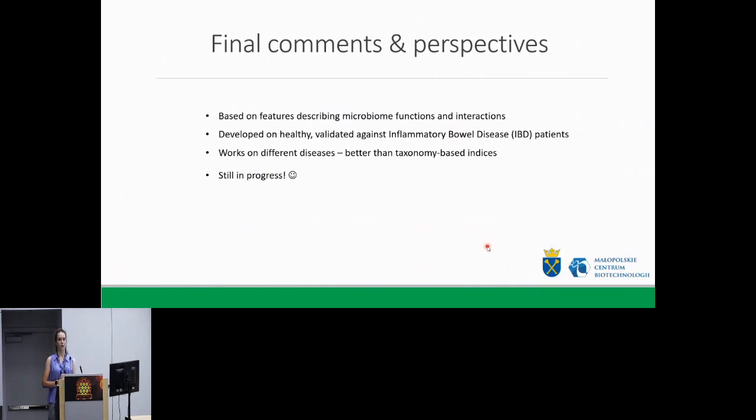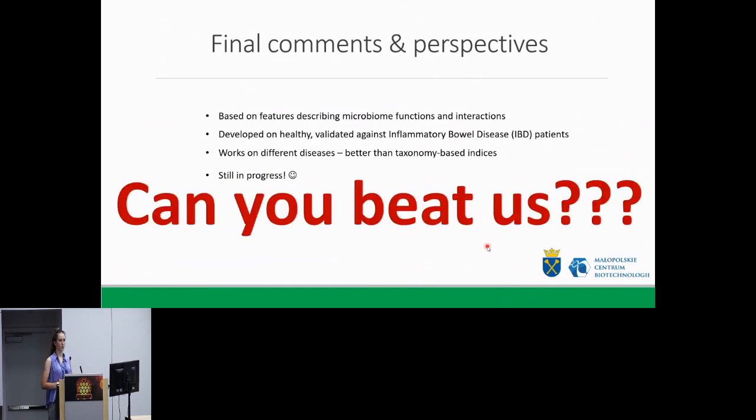So yeah, we developed an index purely based on the features describing a healthy microbiome. We targeted healthy versus IBD individuals, and we didn't include any other diseases in our work. However, it turned out that our index was nicely translatable to other diseases too. The work is still in progress. We would like to make it more individualized, focus more on the longitudinal data, because we believe that tracking your health over time and searching for any dysbiosis is more informative than looking at cross-sectional data. And the big question is, can you beat us?